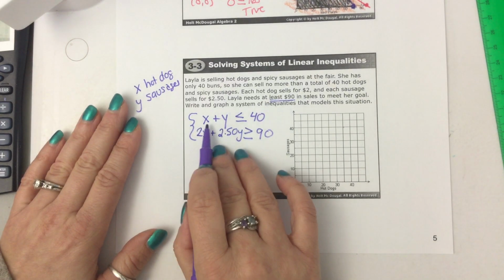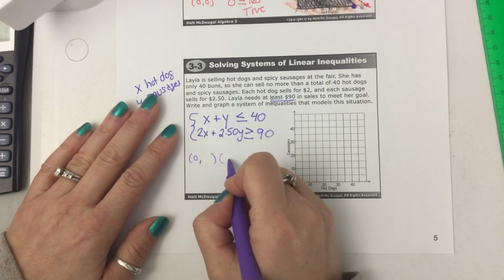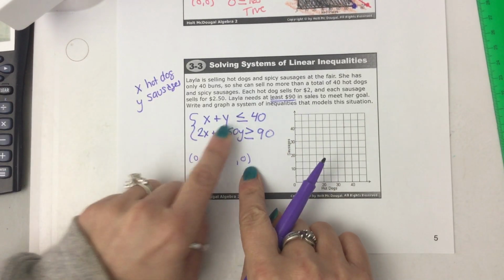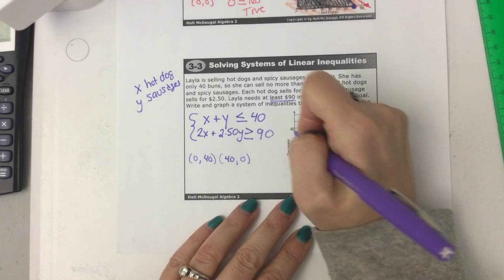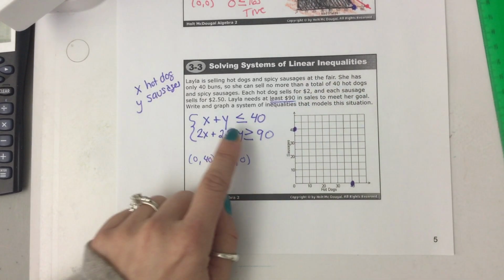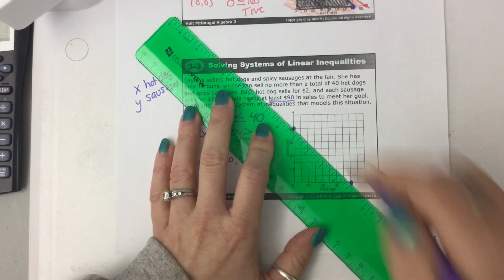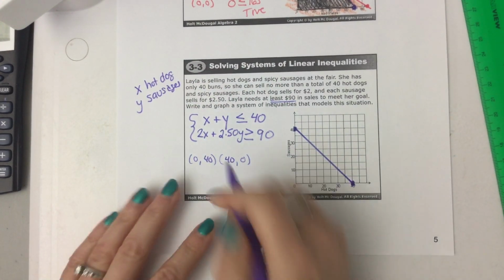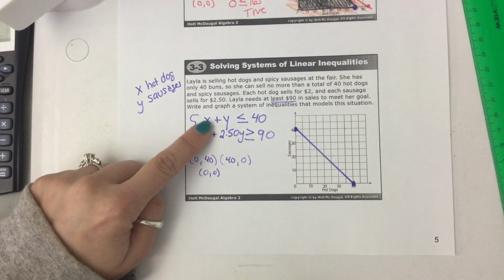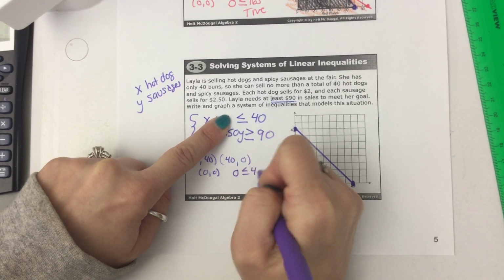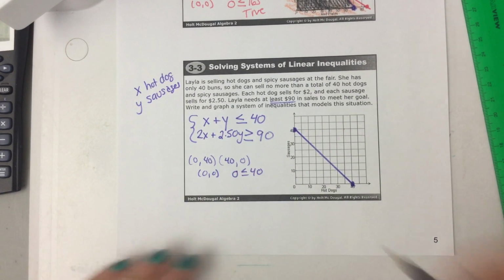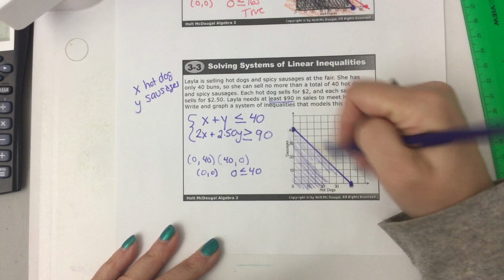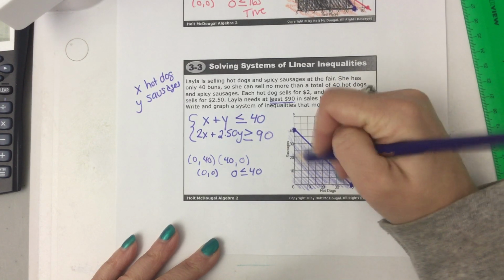Okay, let's do the top one. If I do intercepts again, I feel like that's one of the quickest ways. If I put in a 0, y is 40. If I put in a 0 for y, x is 40. So I have (0, 40) and (40, 0), filled in line. So this is just the amount that you could sell based off of the buns. If I test (0, 0), 0 plus 0 is 0, so my statement is 0 is less than or equal to 40. Well, yeah, that's true. So that means that Layla's got to stay for sure within this amount. Otherwise, she doesn't have enough buns. Okay, so that's the first scenario.